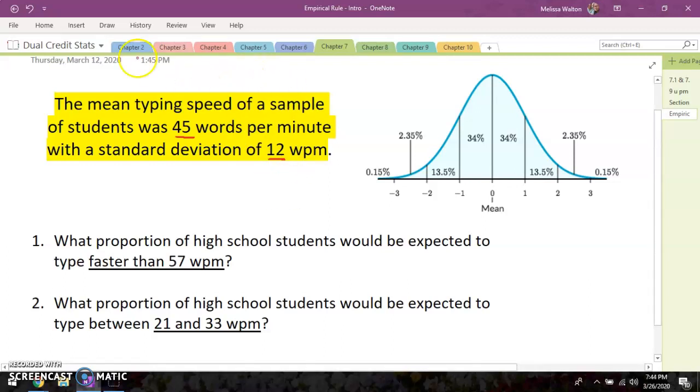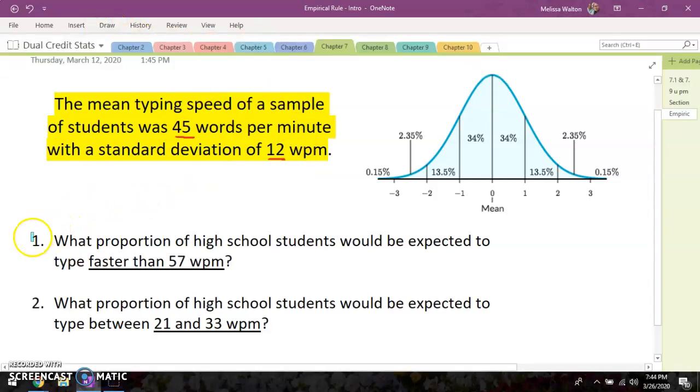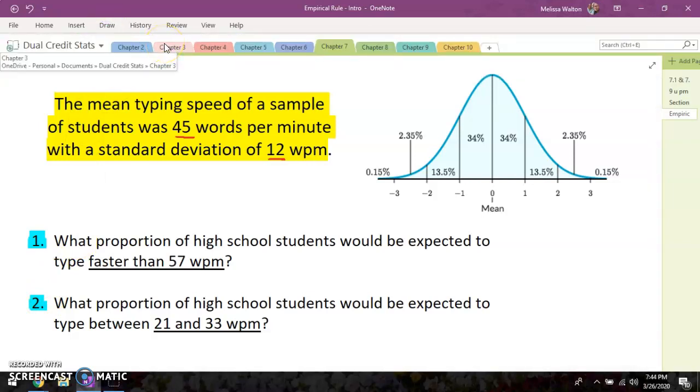Here are the two questions that I would like you to do. First question, using the empirical rule, let's say these were high school students, what proportion of high school students would be expected to type faster than 57 words per minute? And then the second question, what proportion of high school students would be expected to type between 21 and 33 words per minute? So I strongly, strongly encourage you to pause the video.